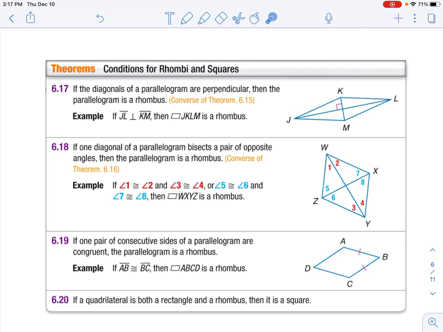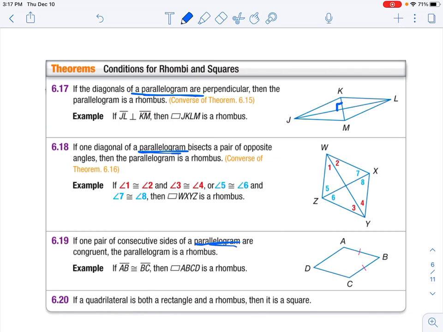So we have some theorems here. We already saw a couple of these. If the diagonals of a parallelogram are perpendicular, notice we must first know that these are all parallelograms. If we don't know that they're parallelograms, then we're wasting our time. We must know that they are parallelograms. If the diagonals are then perpendicular, then it is a rhombus. So if we know it's a parallelogram, the diagonals are perpendicular, it must be a rhombus.